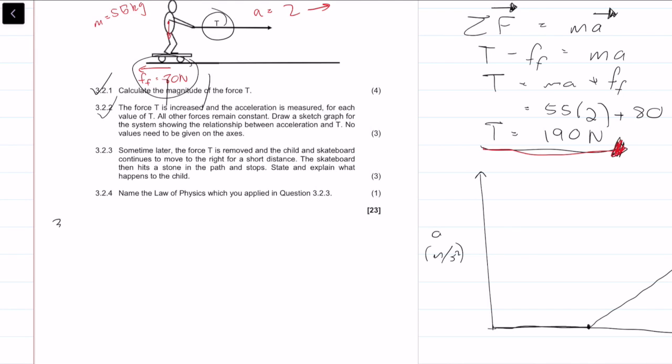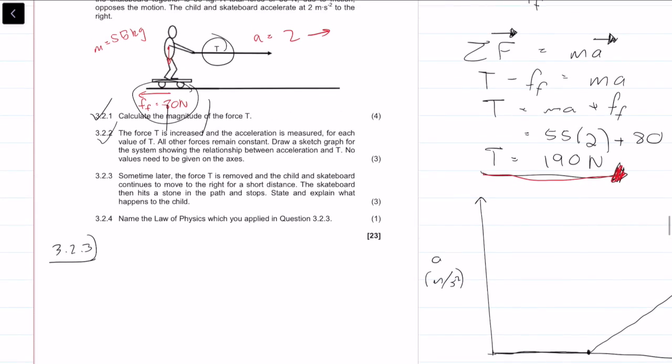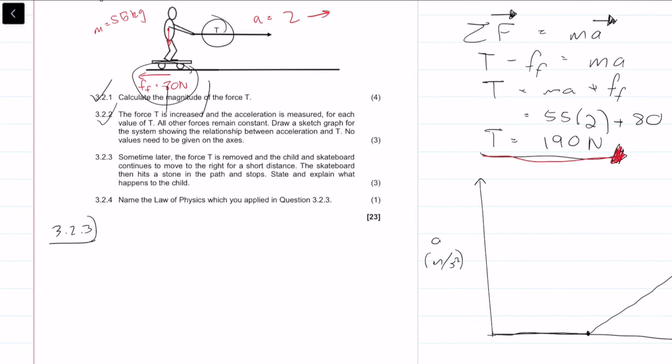Then we get on to our final question, question 3.2.3. The question says, sometime later the force T is removed and the child and the skateboard continue to move to the right for a short distance. The skateboard then hits a stone in the path and stops. State and explain what happens to the child. The way I do this is a Newton's first law question. There's an external force acting on two objects, and one of the objects is not affected. We actually just answered this question, as 3.2.4 is Newton's first law.